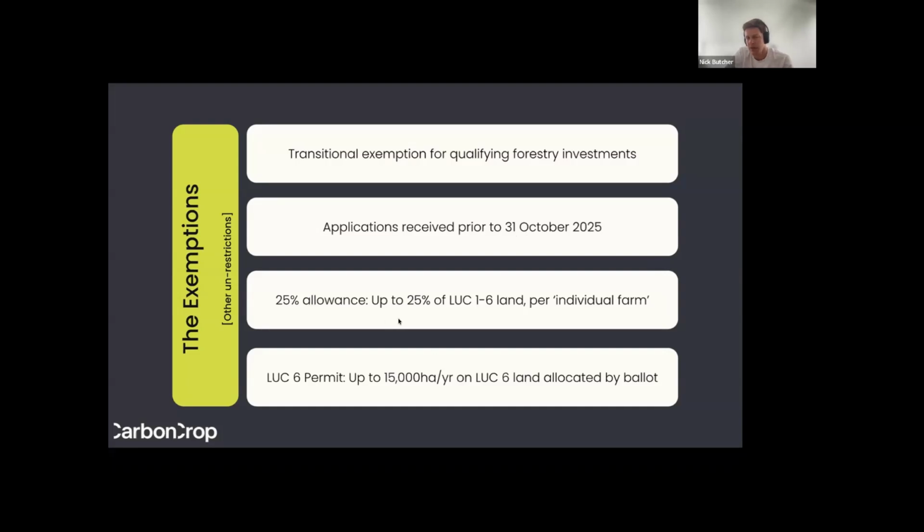Then up to 25% of the LUC 1 to 6 land per individual farm, which is again a lengthy technical definition, which you'll need to be sure of if you want to start working through. So basically see previous webinars for details. And then a permit above and beyond this, which can be applied for LUC 6 land only, of up to 15,000 hectares per year across New Zealand, which people can enter a ballot to get a share of.